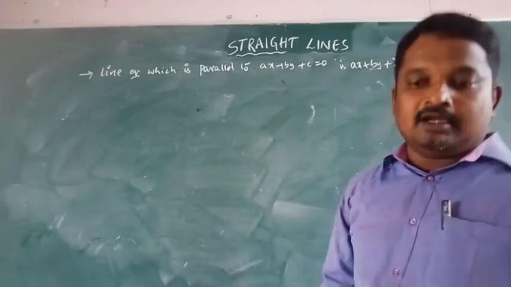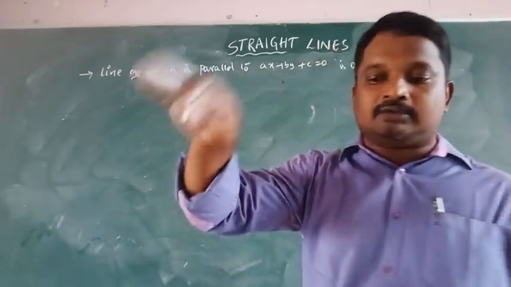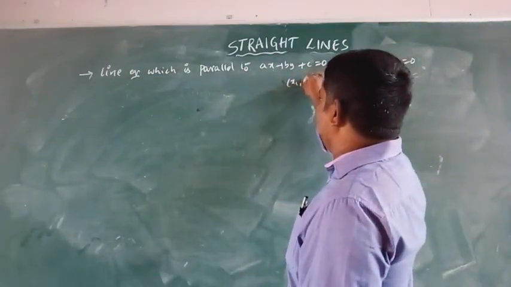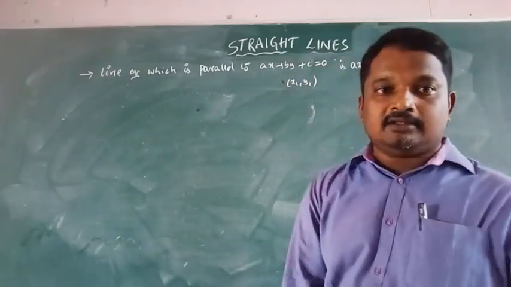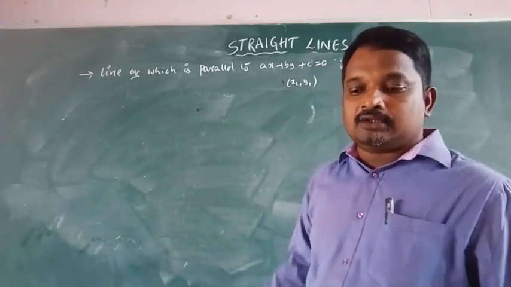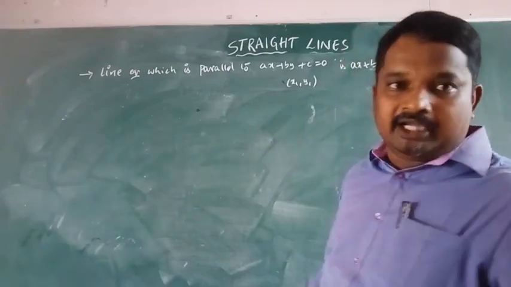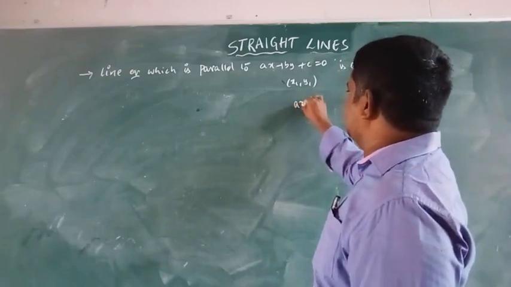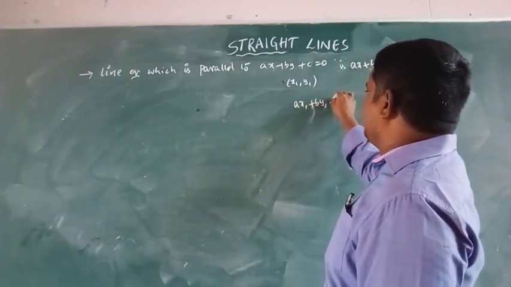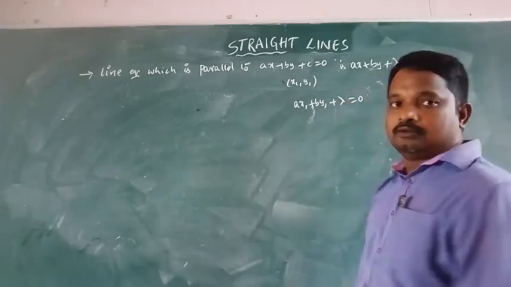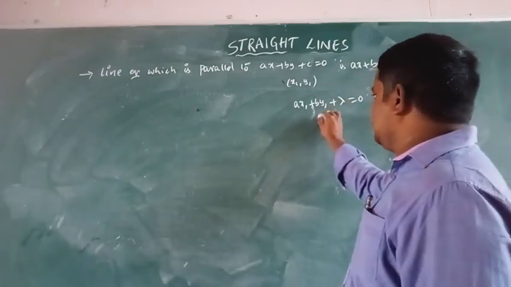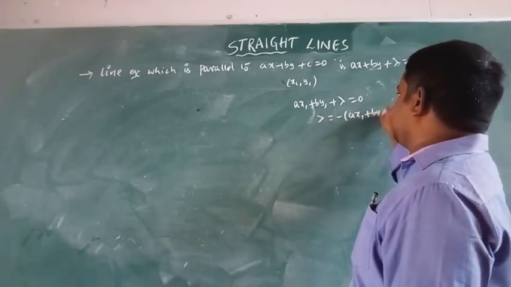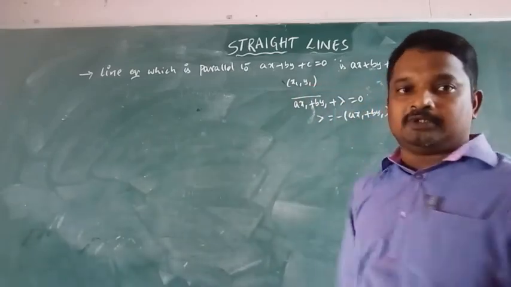This is the parallel line. Suppose this line is passing through one point, that is (x1, y1). It is passing through (x1, y1), which means it must satisfy the equation. So that is ax1 + by1 + λ = 0. From this, λ = -(ax1 + by1). These two will transpose here.